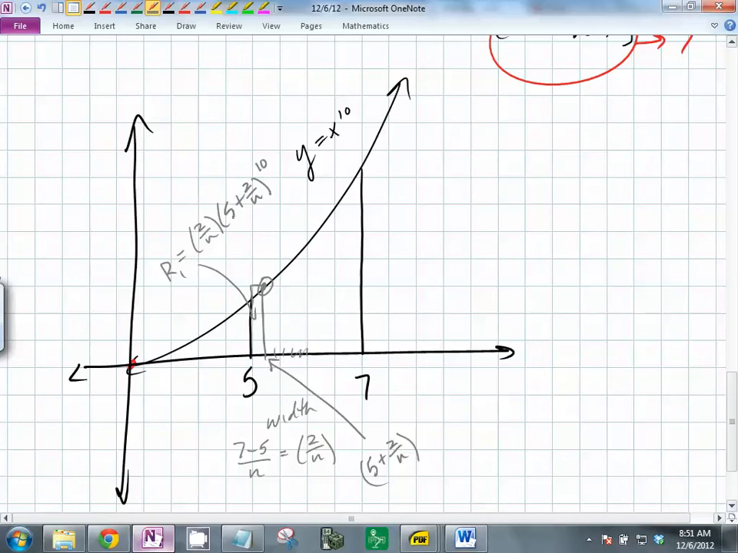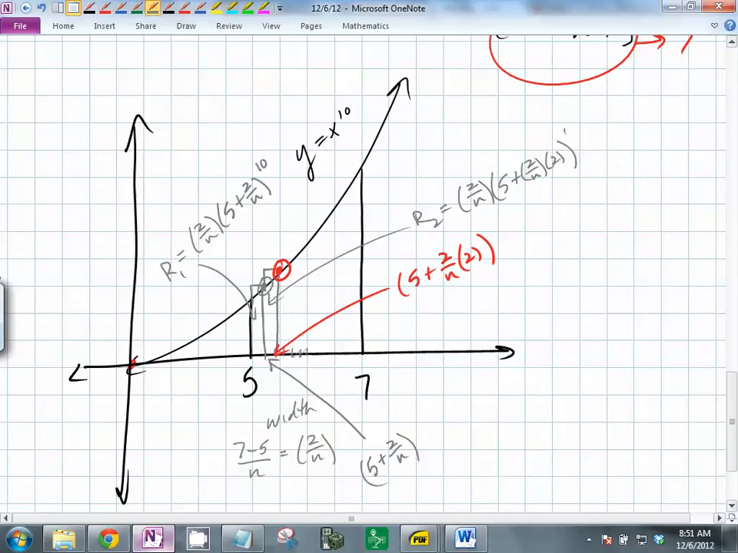There's the first rectangle. What's the second rectangle going to be? You go up and over like this, and I'll draw, here's that point right there. You've gone over 2 segments. Each segment is 2 over n wide. So what's the x-coordinate right there? 5 plus 2 over n times what? Times 2. That's the x-coordinate at that spot. So what's the height? If we call this one R2, what's the width of each one? 2 over n, and it's 5 plus 2 over n times what, to the what power? To the 10th.